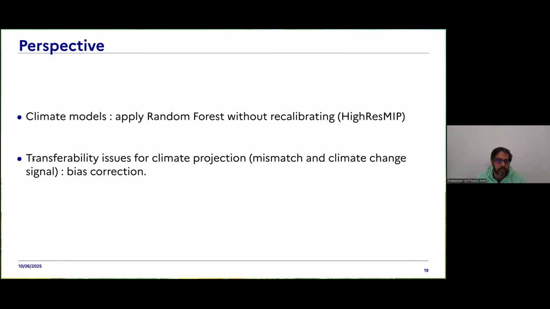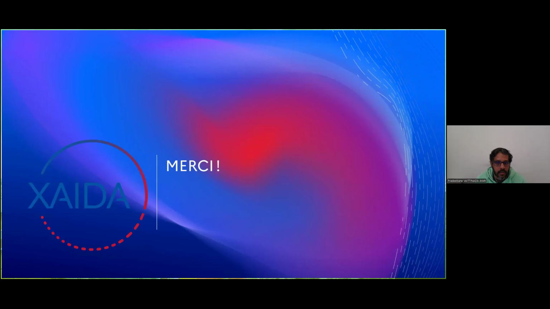There are transferability issues for climate projection due to mismatch between ERA5 and the models, and also due to the climate change signal. So I'm currently working on how a bias correction approach of CMIP6 models can overcome these issues. Something going on right now. So thank you. It's all for me.